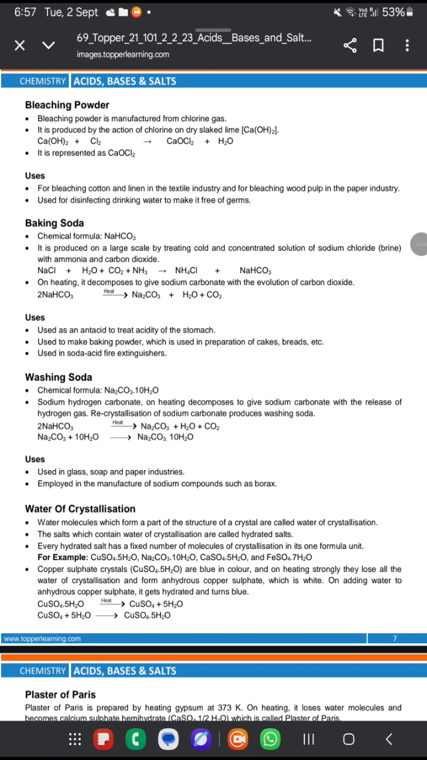Uses: used in glass, soap and paper industries, and employed in the manufacture of sodium compounds such as borax.